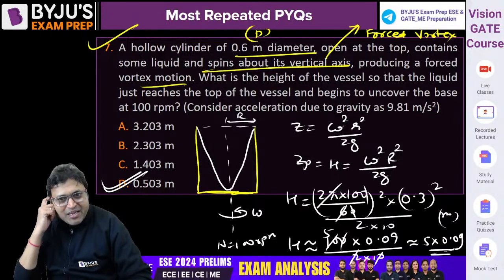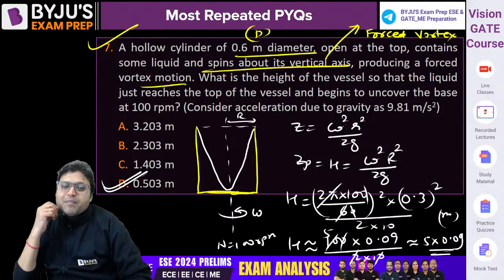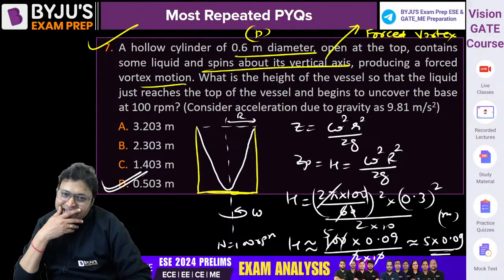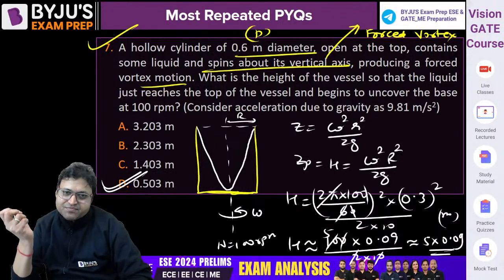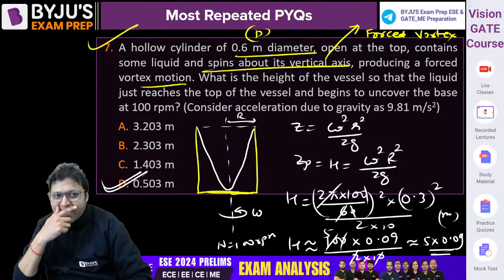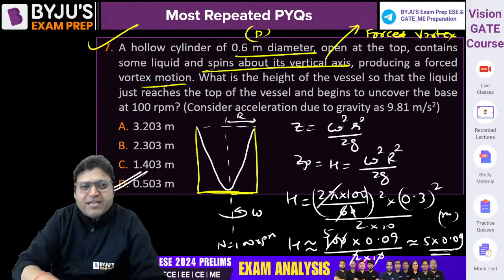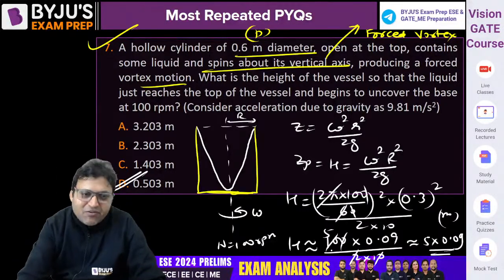Because we are taking g as 10 and pi as almost 3, that is how we are getting the nearest answer as 0.45. That will be close to 0.5.